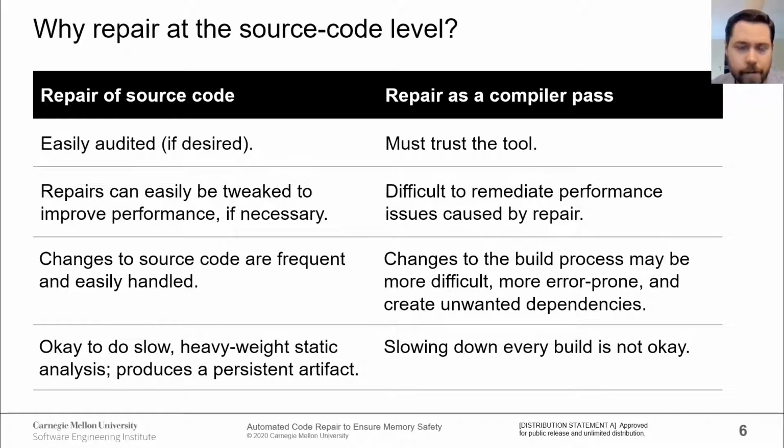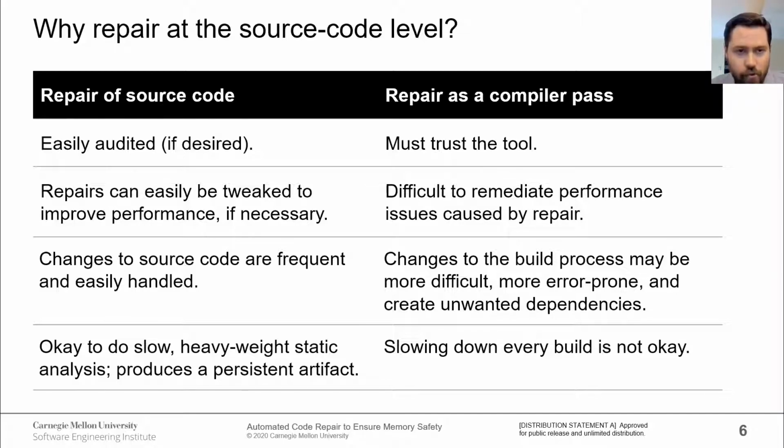So, why would you want to do repair at the source code level instead of doing it as a compiler pass? One reason is that repair at the source code level is easily audited, whereas with a compiler pass, you kind of have to trust the tool. Secondly, repairs at the source code level can easily be tweaked to improve performance if necessary. Third, repairs that are done as a compiler pass involve a change to the build process, which is generally more difficult and more error-prone than changing the source code, and it can create unwanted dependencies.